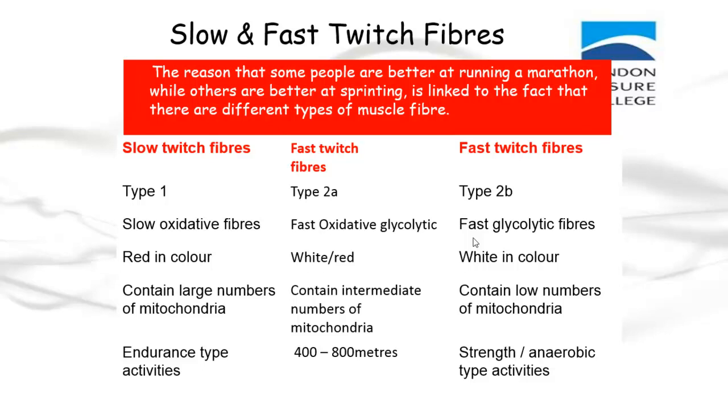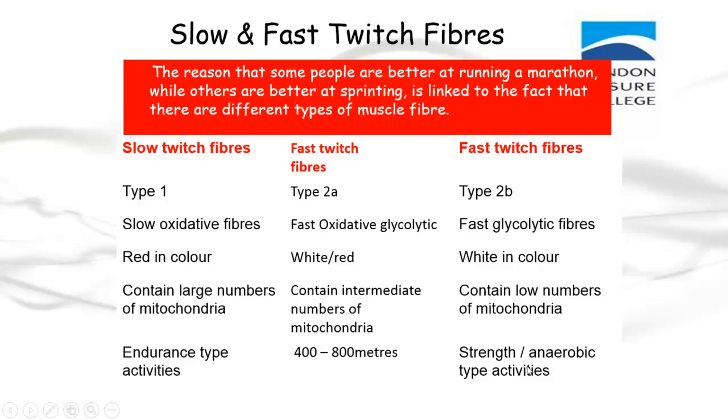Because they don't need to use oxygen for energy, they don't need to have a lot of mitochondria, so they contain low levels of mitochondria. So the best type of activities that they're used for are strength activities and other anaerobic type work. So type 1 is known as aerobic type activities, type 2B is strength or anaerobic type.